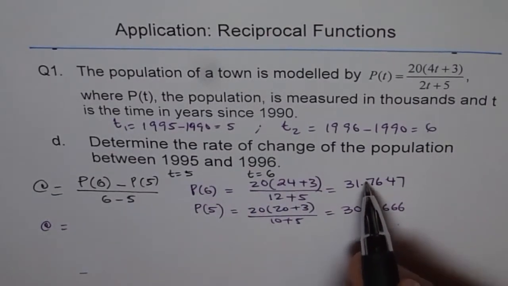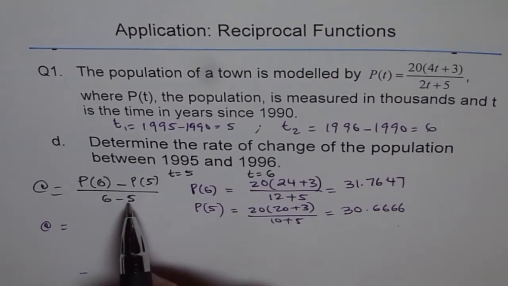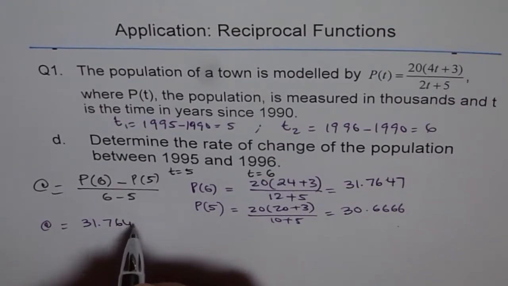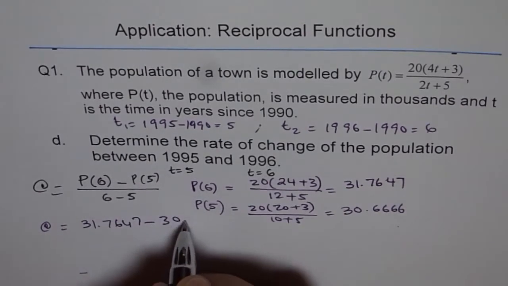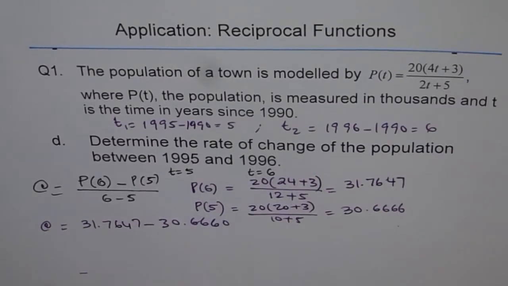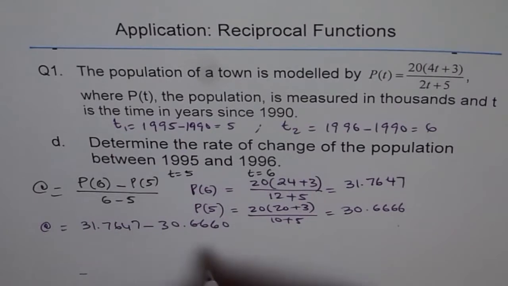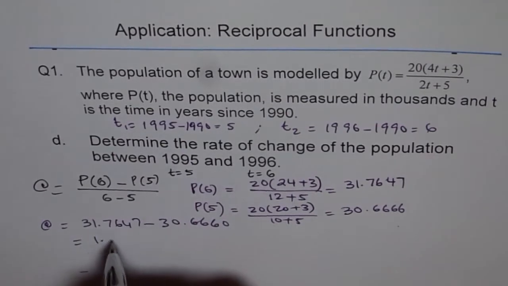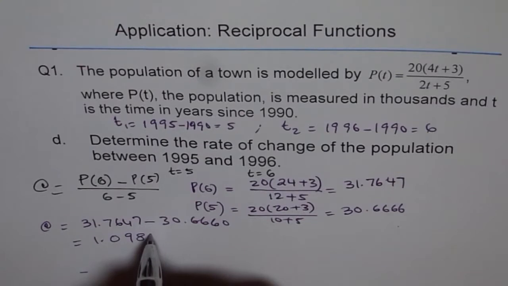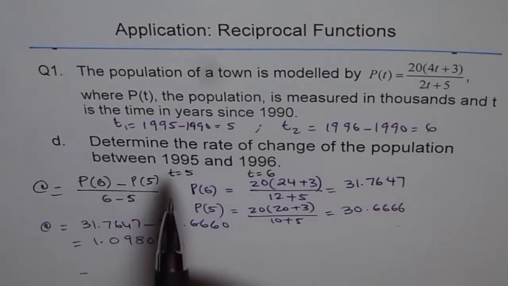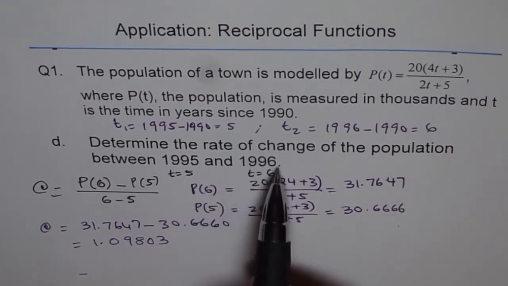Now we know what the rate of change is. Rate of change is this minus this divided by 6 minus 5, which is 1. So we'll write this as 31.7647 minus 30.6666, and let's do this now, and we get 1.0980. We get 1.09803, right? So that is the rate of change of population between 1995 and 1996, right?